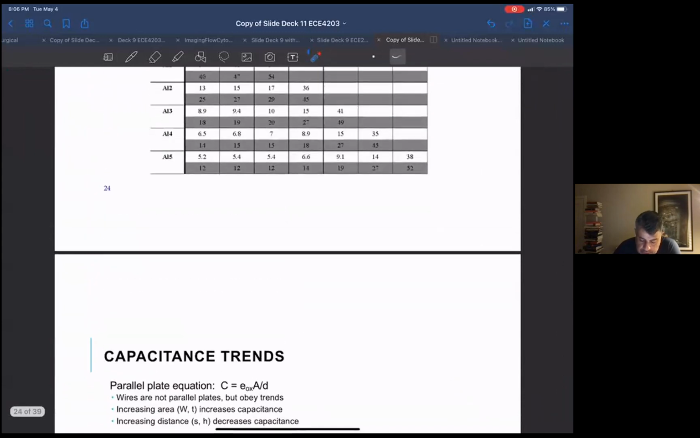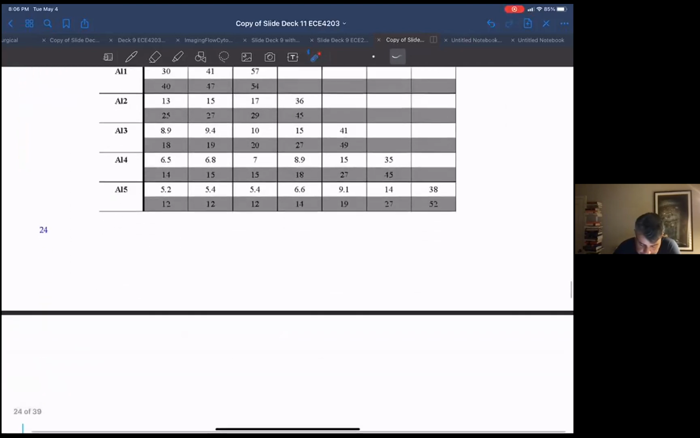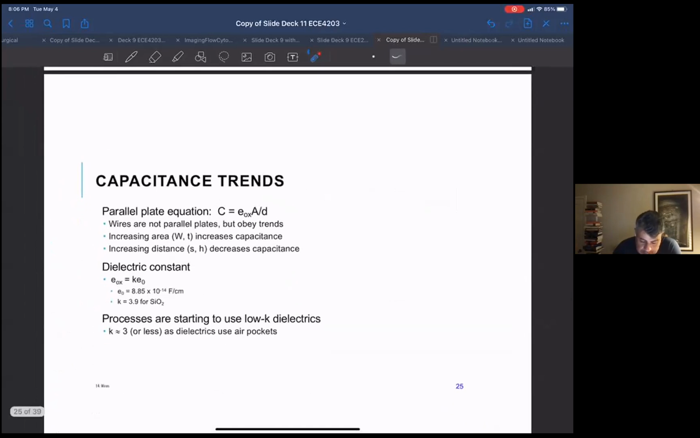Okay, any questions about that? Again, I know that can get a little confusing, fringe capacitance versus parallel plate capacitance. I think the main thing is the parallel plate capacitance will depend on how wide you make your line, its width and length, whereas the fringe capacitance is only a function of the length of your line. Okay, but they're both important.